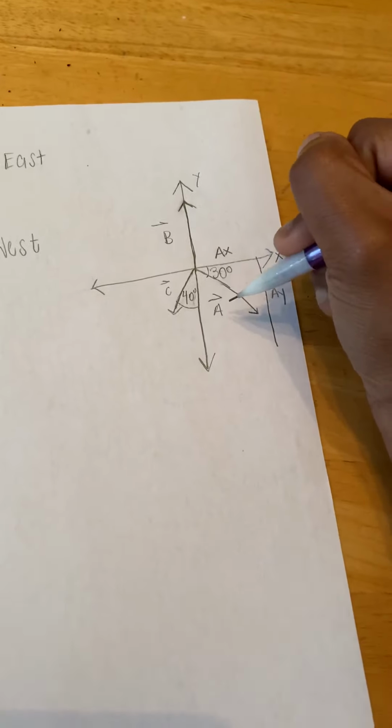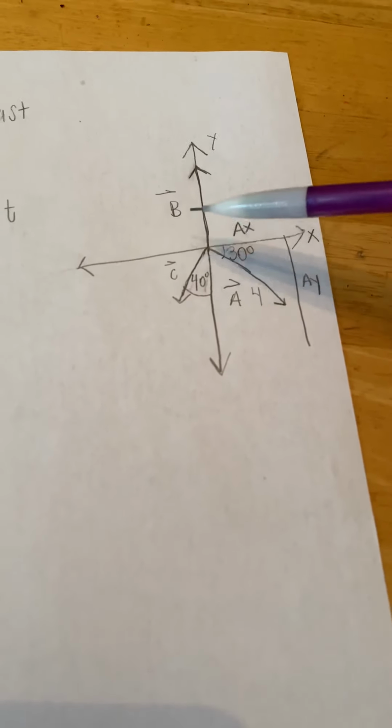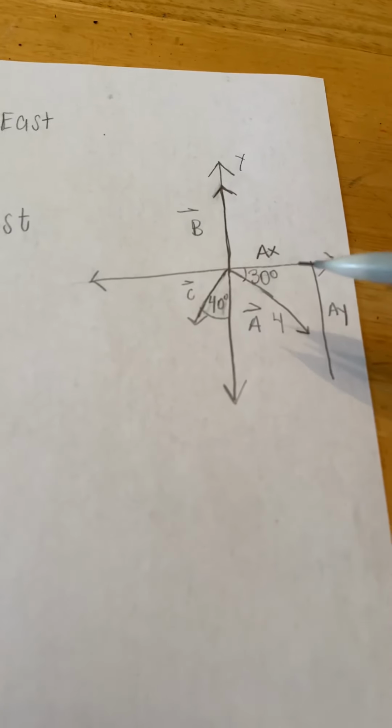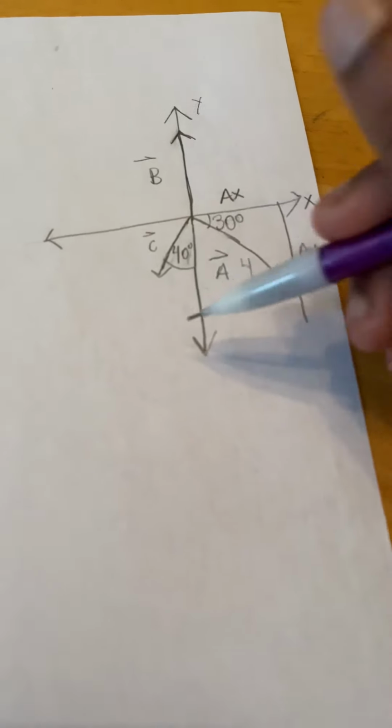And so now we look at the B side. And since B doesn't have an angle and the length is on the Y side, it will just be 0. And so for C, if you look, here's the angle for C.